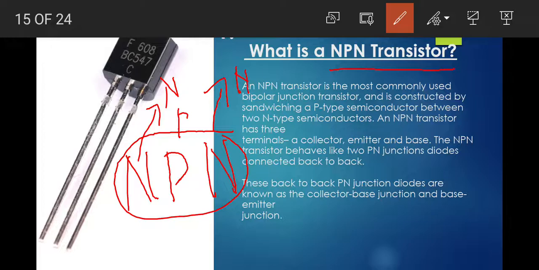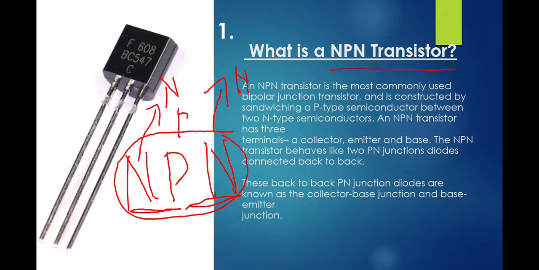Now this NPN transistor behaves like a PN junction diode. It behaves like two PN junction diodes. Why? Because this is one PN junction, and this one is again a PN junction. So it behaves like two PN junctions which are connected back to back. Okay, very clear.